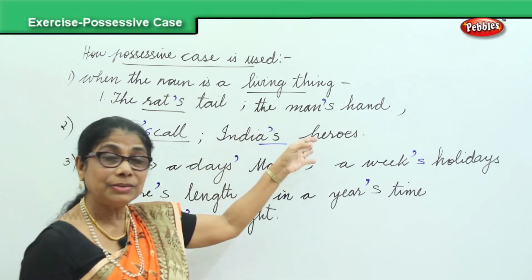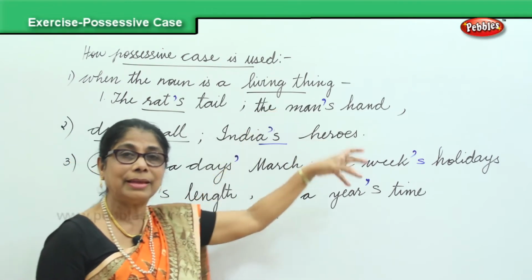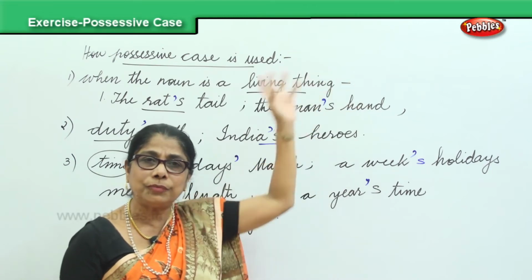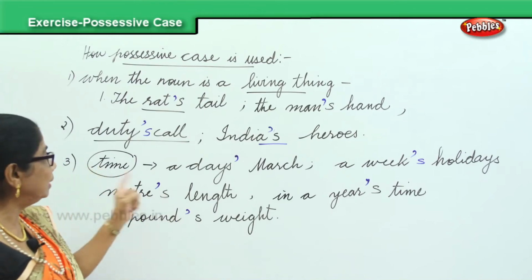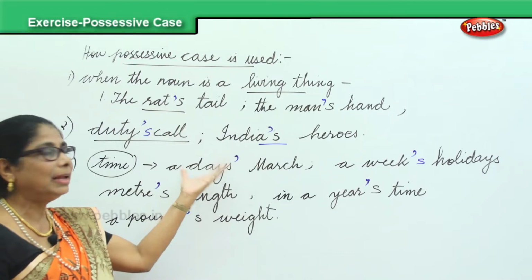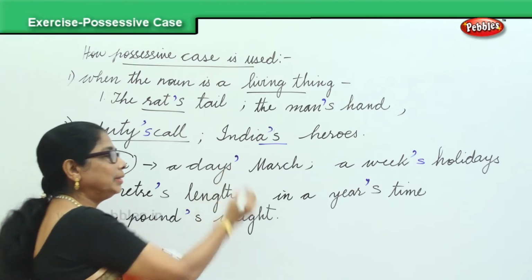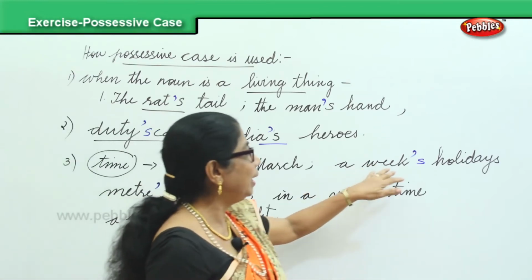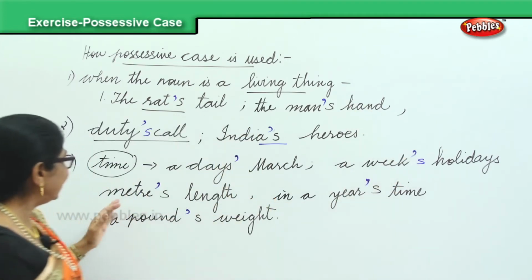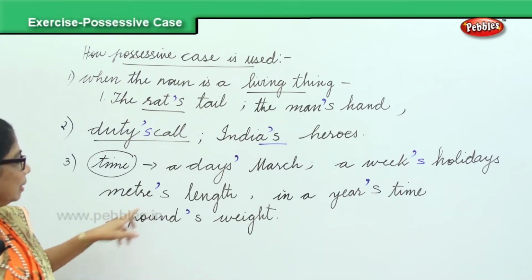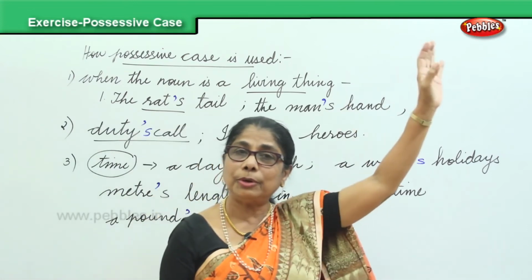Again, India's heroes: you put the noun followed by the apostrophe and the S. England's children: put England, apostrophe followed by S, and children. And in the third case, we are talking about time. A day's: put the day followed by apostrophe. A week's: you put the apostrophe followed by S. In the case of meter and pound, you put the apostrophe followed by S. Year: again, put the apostrophe followed by S.